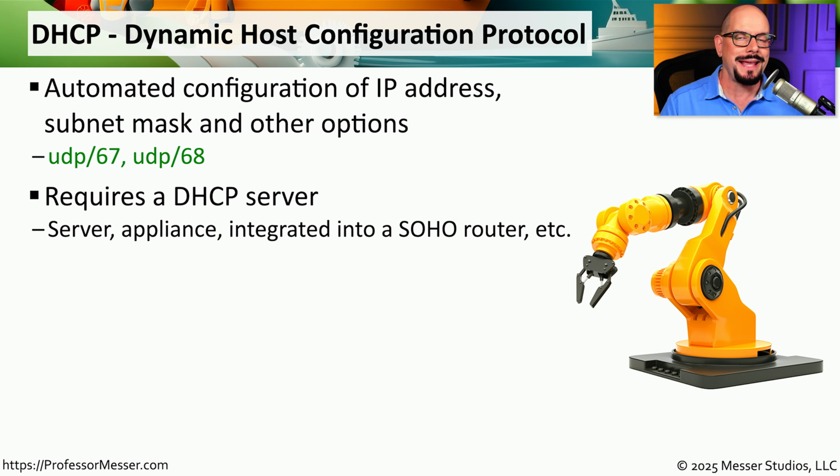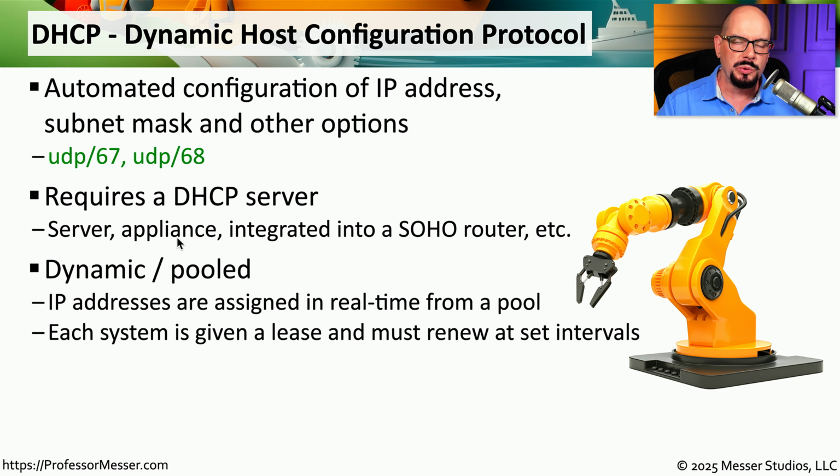On your network is a DHCP service that may be on a standalone server or appliance, or may be integrated into a small office, home office wireless router that you might have at home. On this server is a pool of available IP addresses, and when a device connects to the network, it requests an IP address and configuration parameters from that pool. When a device starts up, it receives that IP address and it leases that IP address for a certain amount of time. When that lease is up, it can choose to renew the lease or give the IP address back and put it into the pool for someone else to use.